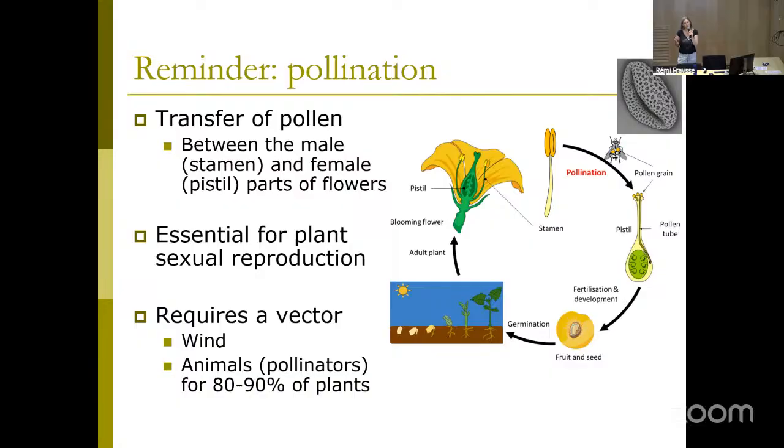This vector can be wind, but for the vast majority of plants, flowering plants, over 80%, this transport involves an animal vector, which is called a pollinator. And in a large fraction of cases, these animals are insects, especially in Europe, but in other parts of the world, they can be birds, bats, and other types of species. I'll focus on insects for today.